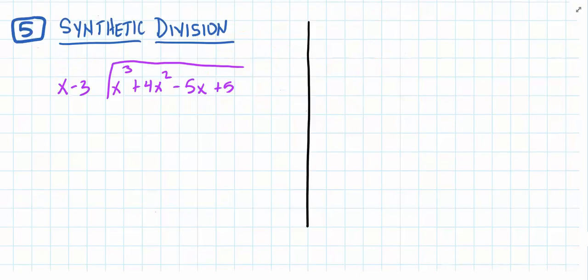I'm going to do one on the left-hand side, what we've just been learning, and on the right-hand side, I'm going to use synthetic division, and I want to show you the parallels between the two. So I'll do this one in kind of a faster version, since we've already done it.